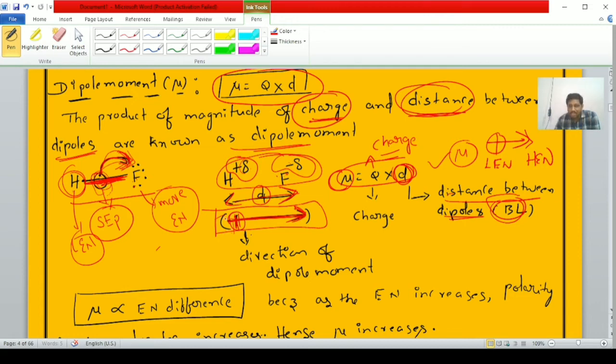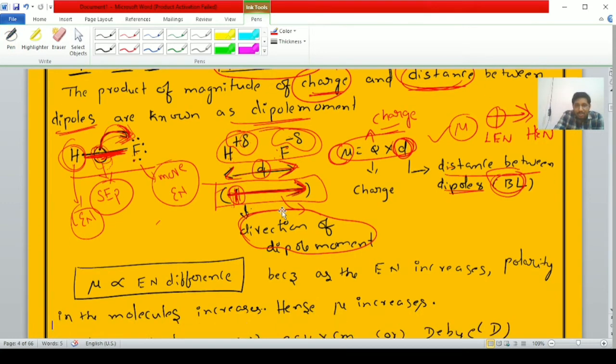In the previous session we were discussing bond length. The distance between the nuclei of two bonded atoms in a molecule is known as the bond length. Here the distance between H plus and F minus can be called the bond length. Here this arrowhead indicates, student, the direction of the dipole moment. It is an introduction, student. This is completed in your first PUC.